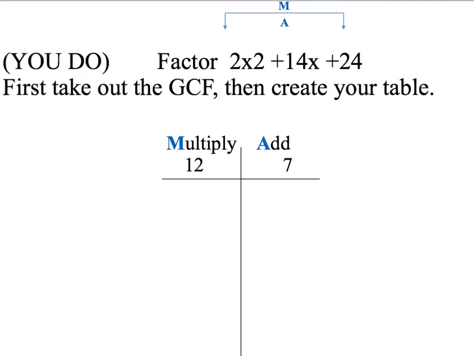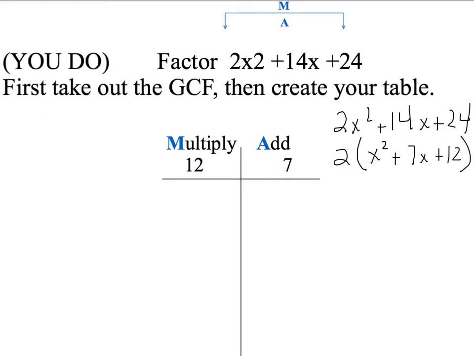Okay, so I'd like you to pause the video and try this one for a minute. Okay, so the first thing that you would want to do is factor out what you can from this trinomial. I see that I can factor out a 2. So what I would have left over is x squared plus 7x plus 12.